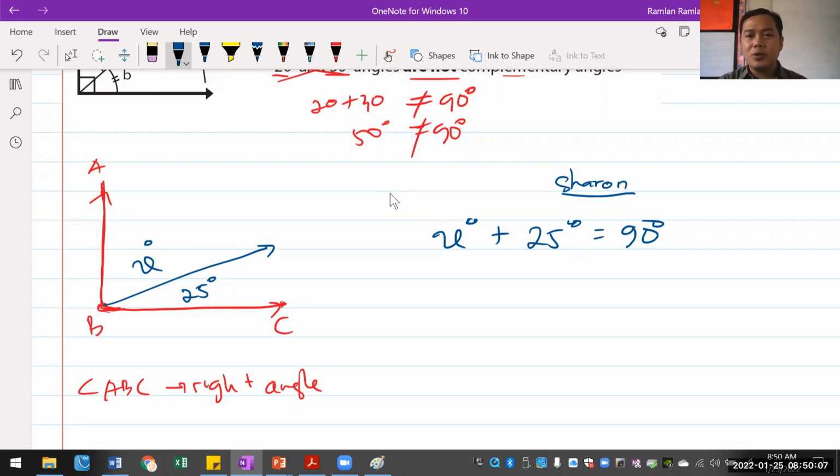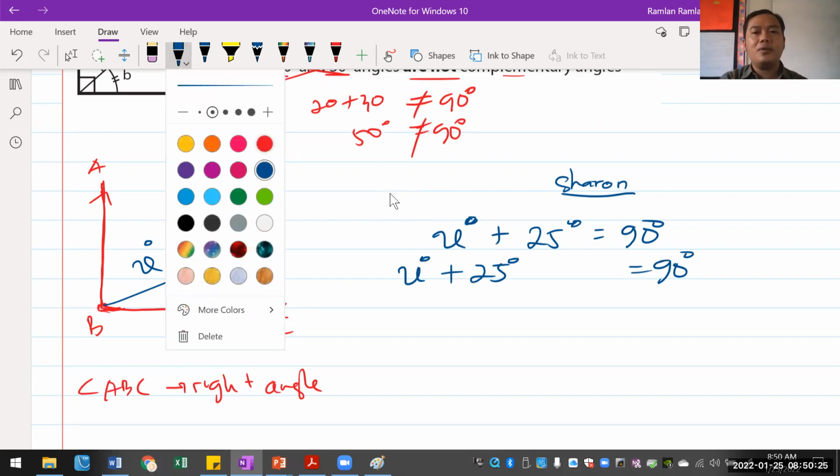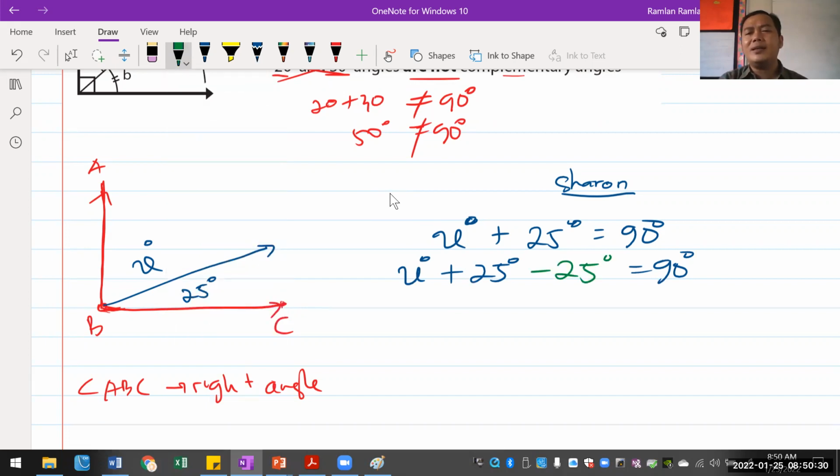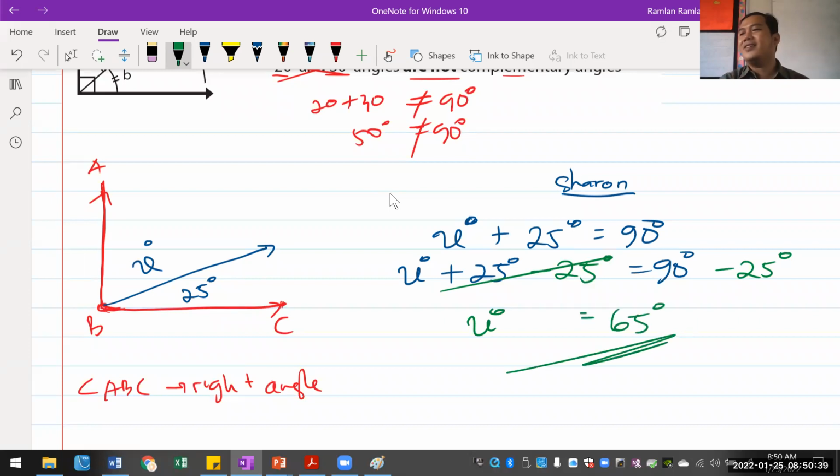So remember, because we're looking for the value of x, we must get rid of this. What do we do? By subtracting both sides by 25. So I'm going to write down x plus 25 equals 90. Remember in algebra, whatever you do on the left side of the equal sign, you do exactly the same thing on the right side. So this cancels because it's just 0. So it's just x, and then 90 minus 25 is equal to 65.